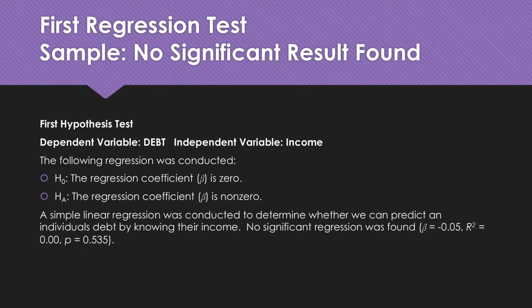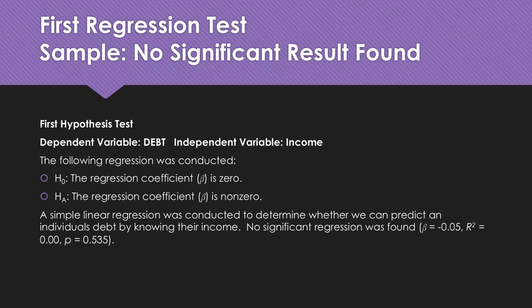The first regression test. First hypothesis test. The dependent variable used was debt. The independent variable is income. The following regression was conducted. The null hypothesis states the regression coefficient is 0. The alternative hypothesis states the regression coefficient is non-zero.